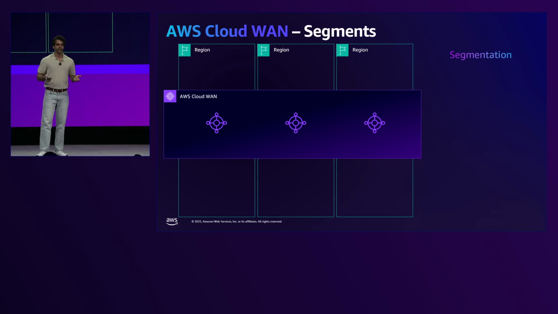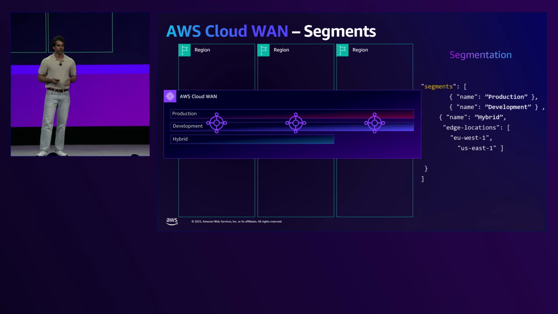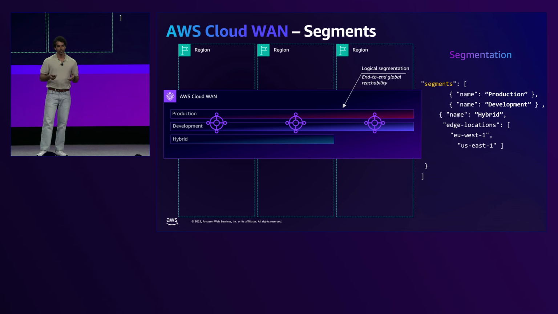Next, we create segmentation, right? These isolated routing boundaries. Again, everything in Cloud WAN happens through policy. So on the right, you can see I'm defining the policy, and then everything on the left is automatically implemented by the Cloud WAN backend. So we create 3 segments, production, development, and hybrid. And we say hybrid only can exist in 2 regions.